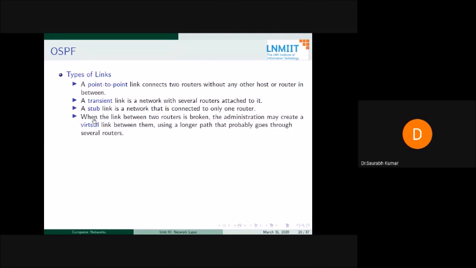And finally, the virtual link. When the link between 2 routers is broken, the administrator may create a virtual link between them, just for a temporary purpose, because creating a link in itself is a major problem, and it involves a lot of exercise. So it uses a longer path that probably goes through several routers. It means that if the administrator is temporarily creating a virtual link, it should not work between only 2 or 3 or 4 routers. So let's try to find a path that can traverse or go through each and every router or near to each and every router, so that using that virtual link, all the routers can send information to each other.